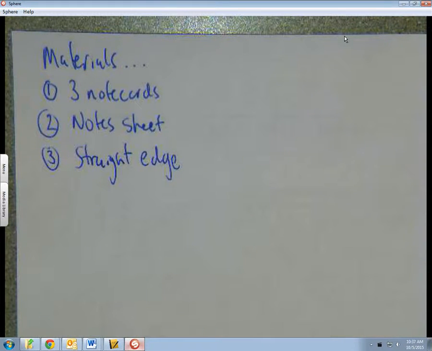Alright, good day everybody. Here are the geometry notes for 10, that's the month, 2-6. So angle pairs is what we're looking at. 3 note cards, a note sheet, and some sort of straight edge note card would work.